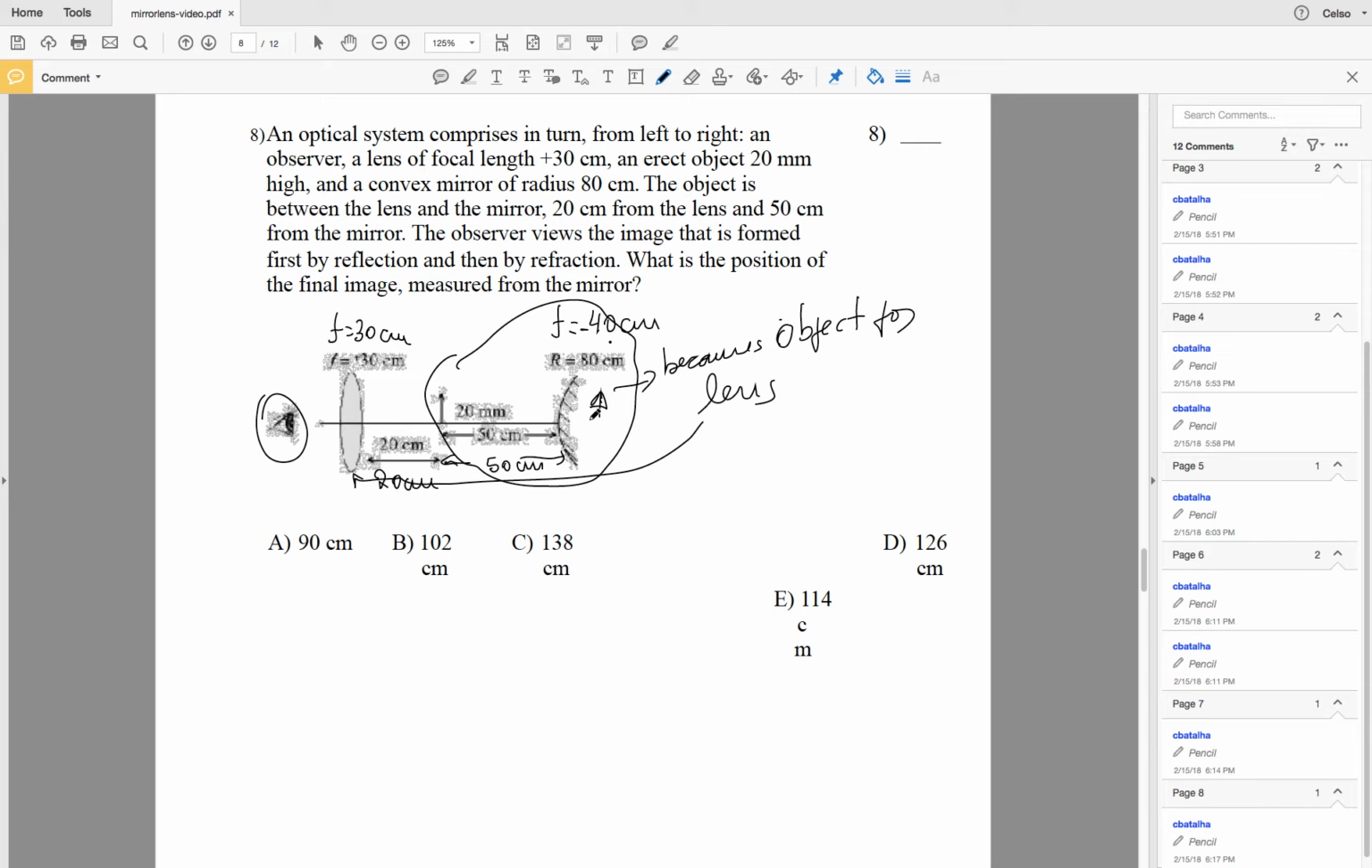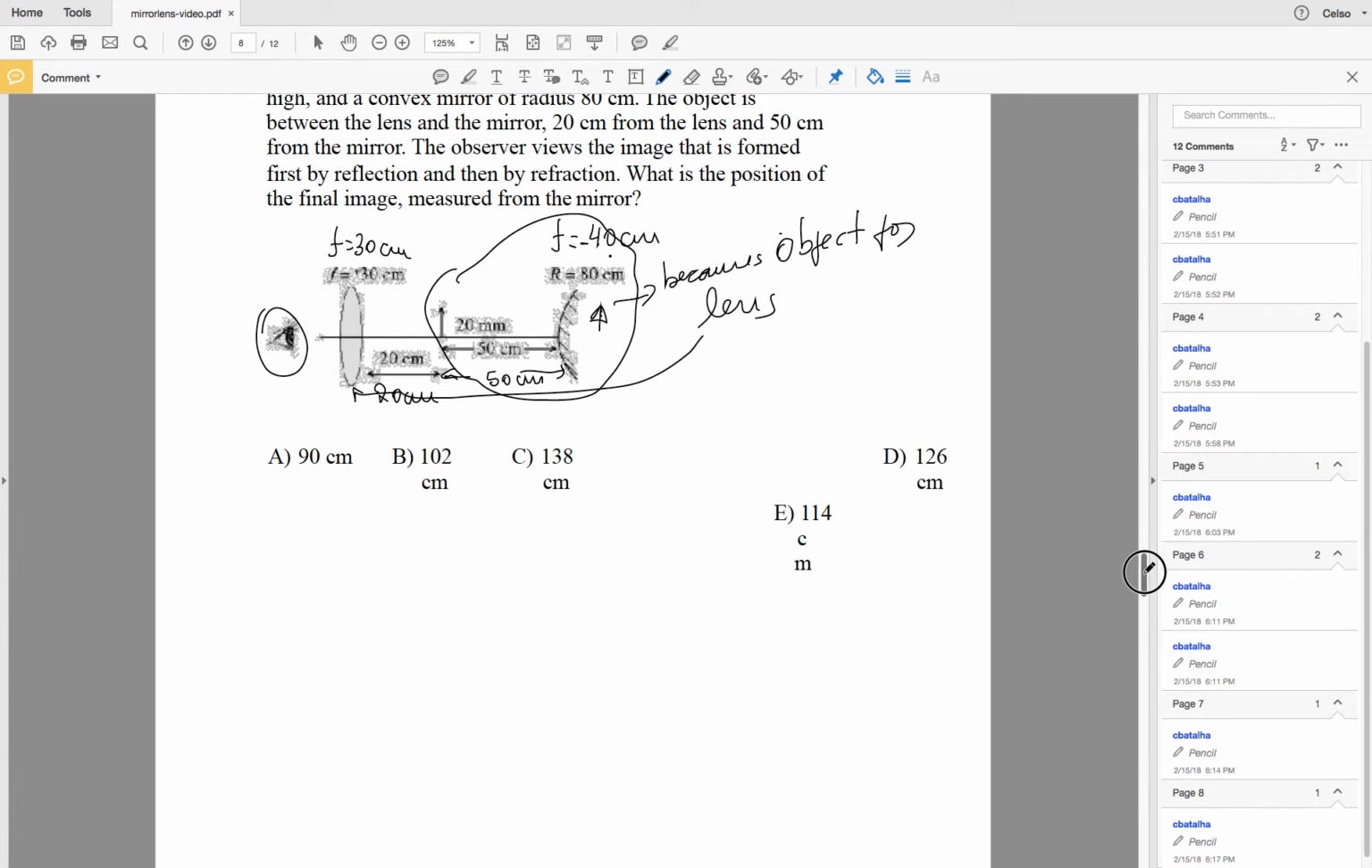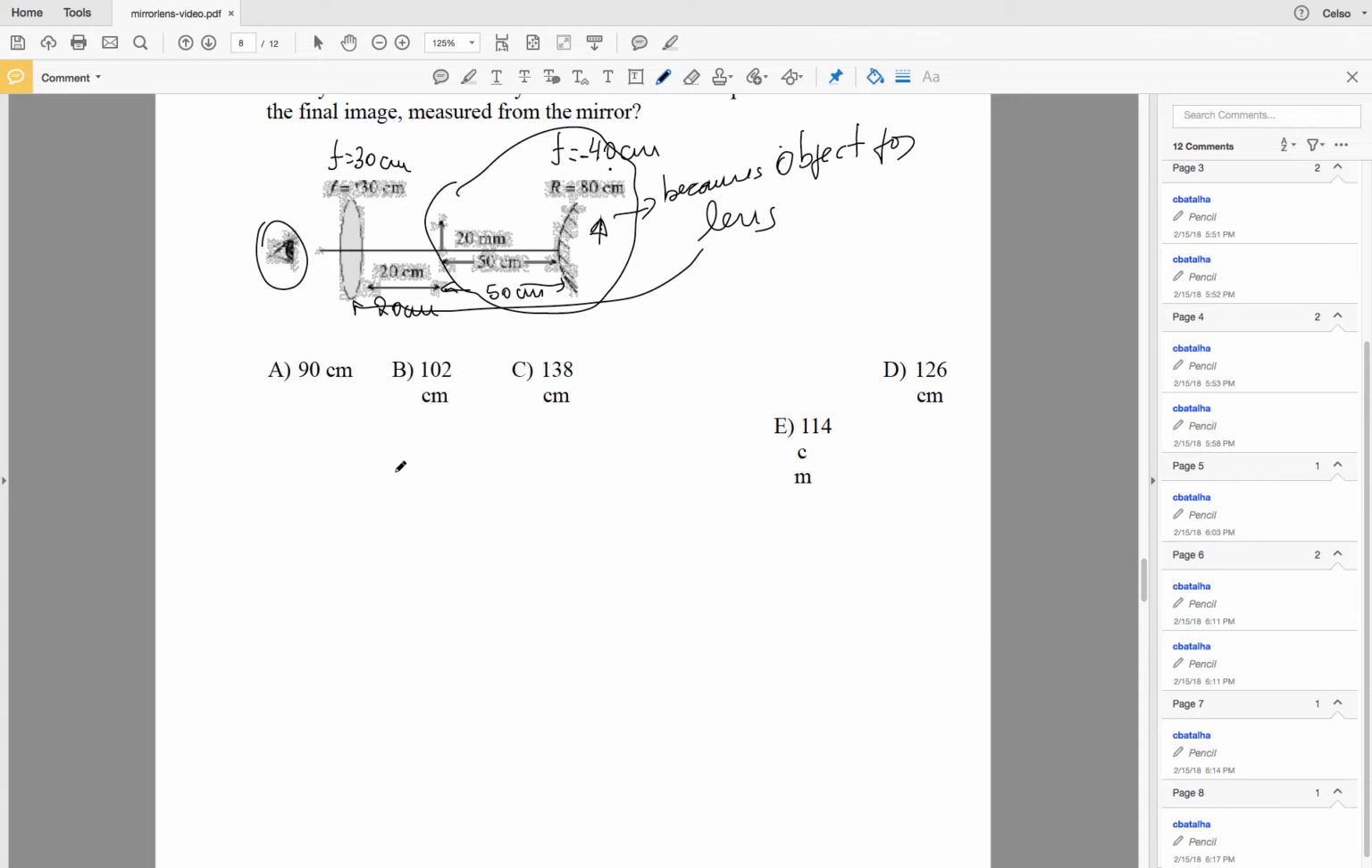So basically, the final image is virtual, by the way. Can you all see that? The image formed in the convex mirror is a virtual image because it's not formed directly by convergence of light rays, as we can show. But since you have a virtual image being the object for another image, the follow-up image is also virtual. So let's see how this problem can be tackled.